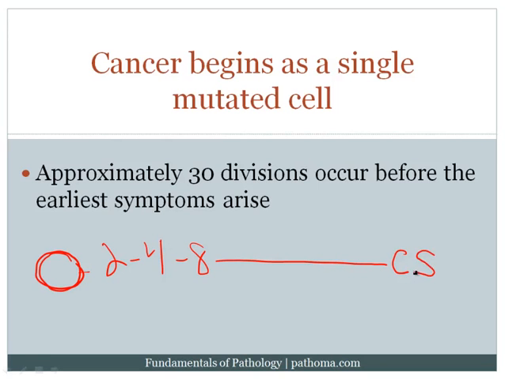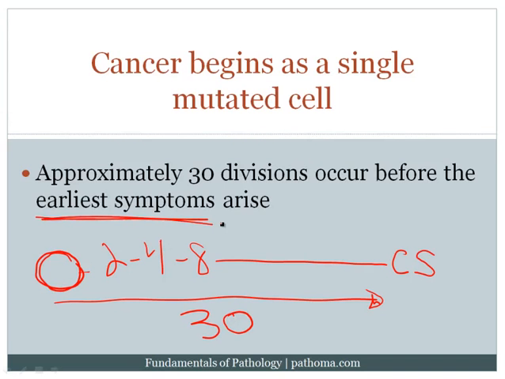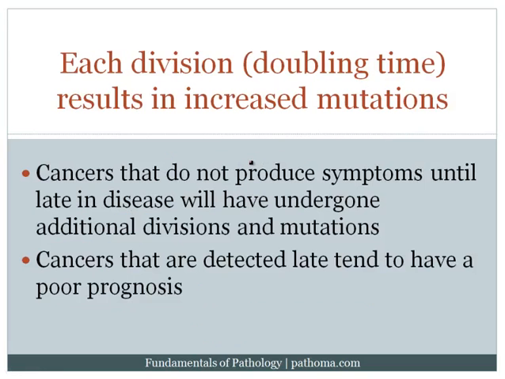Okay? And so one of the things that examiners like you to know is how many divisions have to occur before the average tumor reveals clinical symptoms. And the answer is that there are about 30 divisions that will occur before the earliest clinical symptoms arise in cancer. So that's one important point. And that's what I've stated here. Cancer begins as a single mutated cell, and then there's about 30 divisions before the earliest clinical symptoms arise.